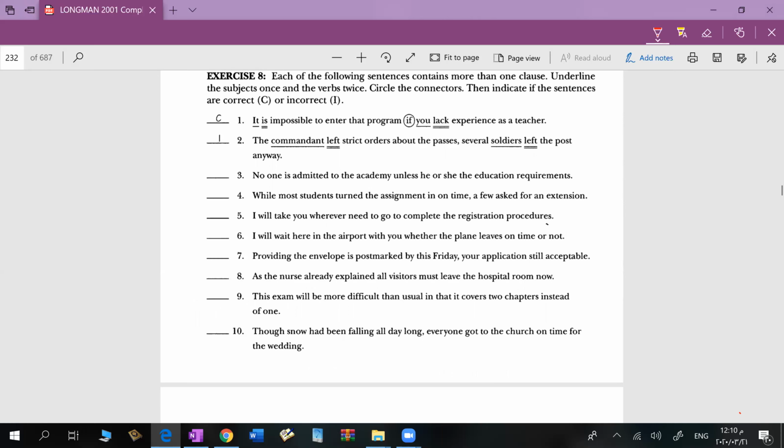Okay, let's do it together. Number 2: No one is admitted to the academy unless he or she the education requirements. Incorrect, because the second clause does not have a verb. Because the second clause, and I want you, what's your name? Mr. Mustafa. You need to speak correctly now, because you said the other clause not have; the other clause doesn't have. Okay. So this is here incorrect because it should be unless he or she finishes the education requirements.